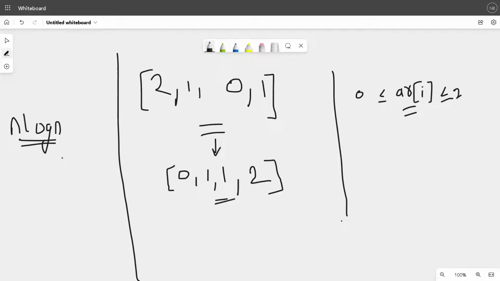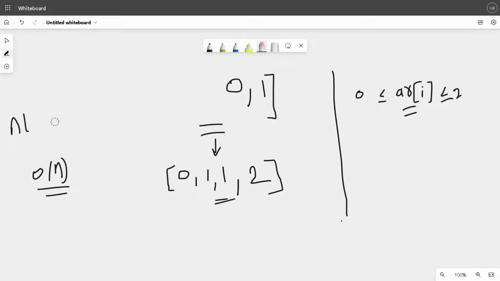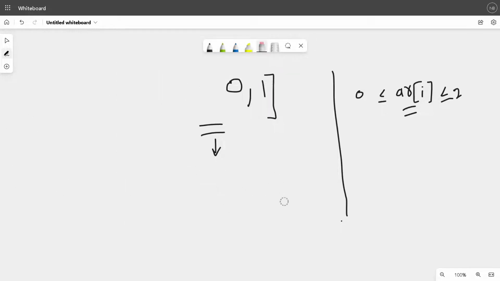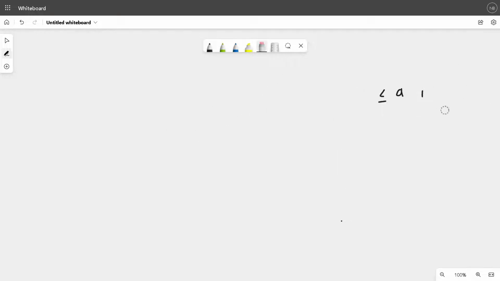So can we reduce the time complexity? Can we reduce it to O of n? Yes, we can. Yes, we can reduce the time complexity of sorting zeros, ones and twos to order of n. How can we do this one? Yeah, let's see. Let's take an example and try to sort that array. Okay, let me take an example.